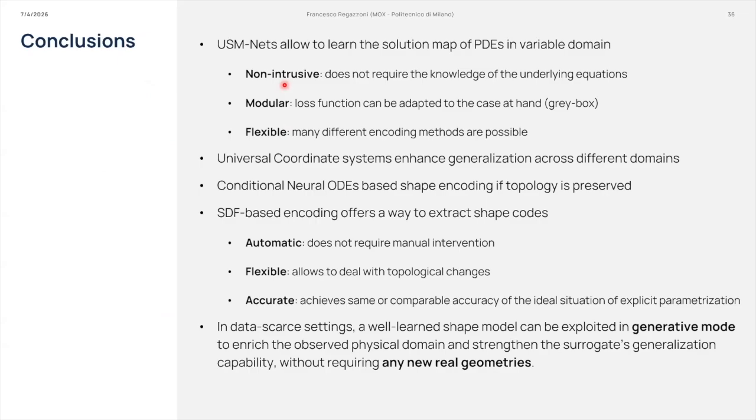It's flexible because it accommodates several shape encoding techniques, and I showed you at least 4 of them. I've shown that with a universal coordinate system we can improve generalization between different geometries. And then I showed 2 learned shape encoding techniques, one based on conditional neural ODE, that is good when the topology is preserved, and instead a more flexible one based on signed distance functions.